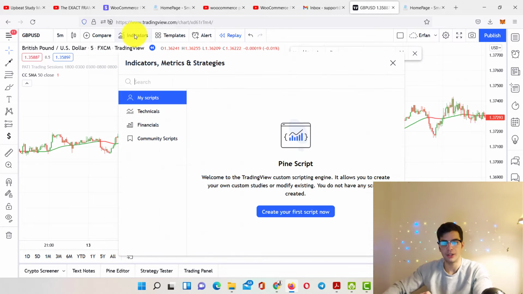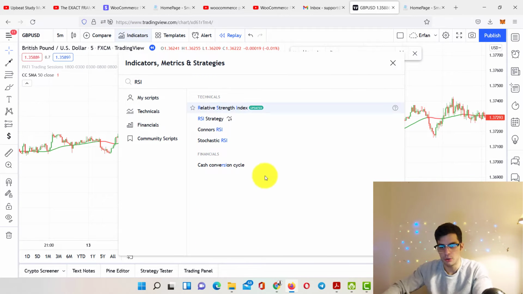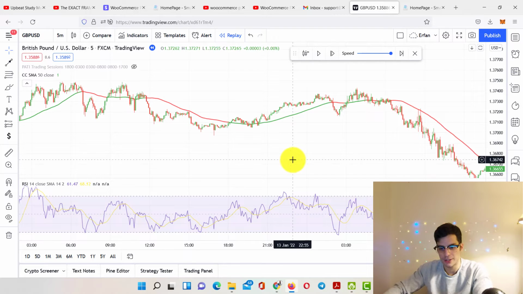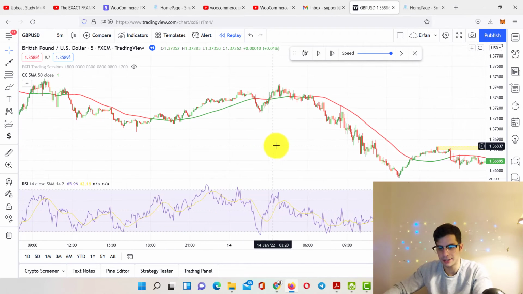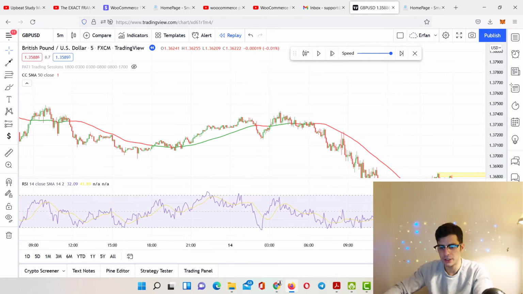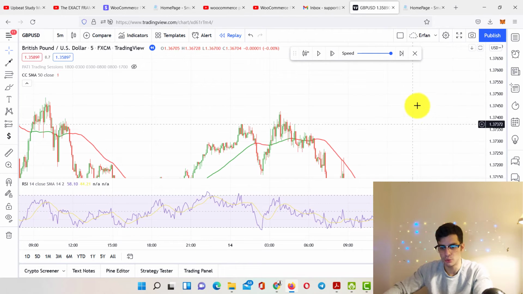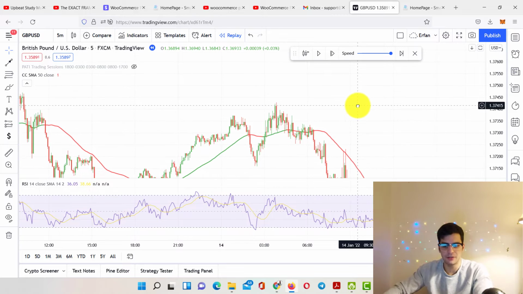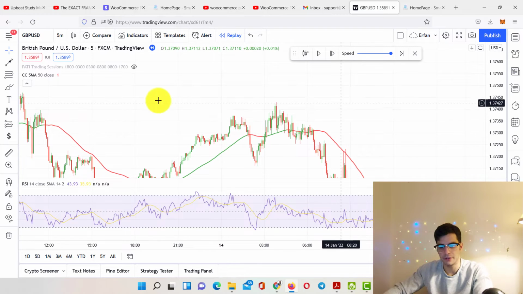The next one is RSI. So RSI is not a bad thing. I personally, as I said, don't use that. I'm not a huge fan of RSI or anything related to that. I just trade based on pure price action, and this is a very simple one, guys.